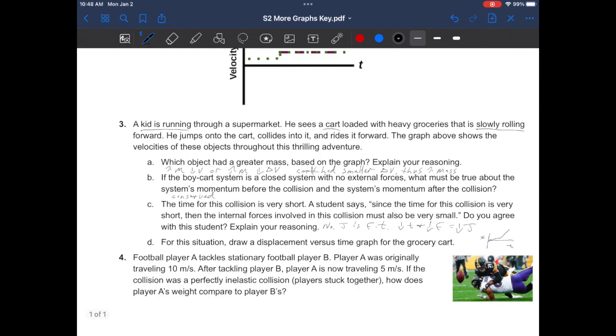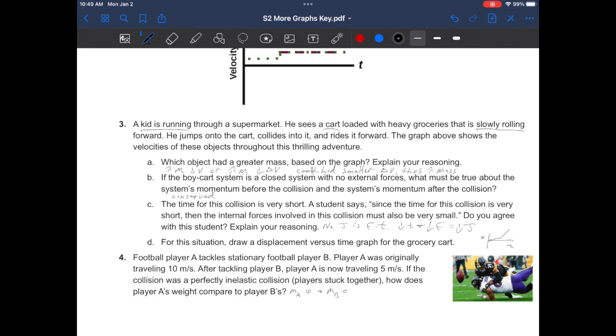Football player A tackles stationary football player B. Player A was originally traveling at 10 meters per second. After tackling player B, player A is now traveling at 5 meters per second. If the collision was perfectly inelastic, players stuck together, how does player A's weight compare to player B's? Do not get too hung up on perfectly inelastic or inelastic. Inelastic just means that your kinetic energy is not going to be conserved. Let's just set up the problem.